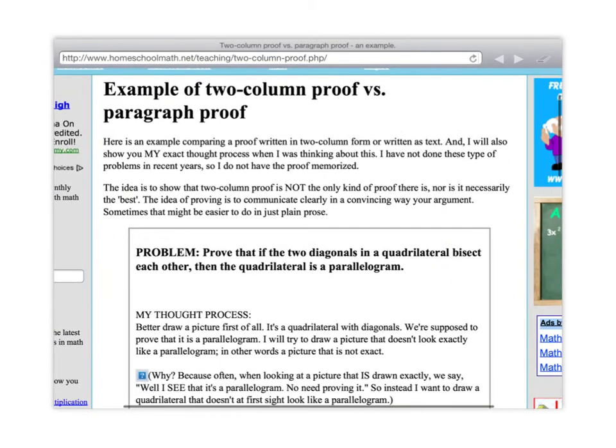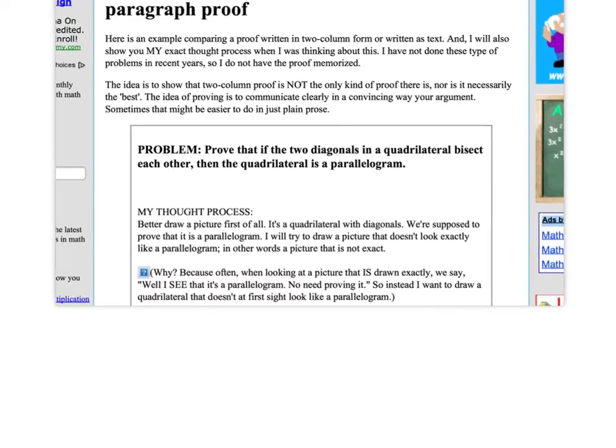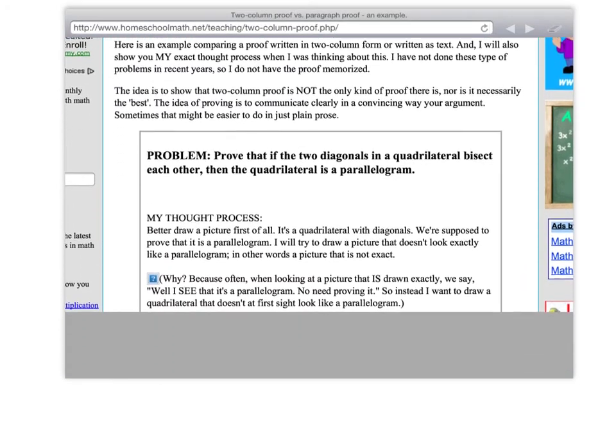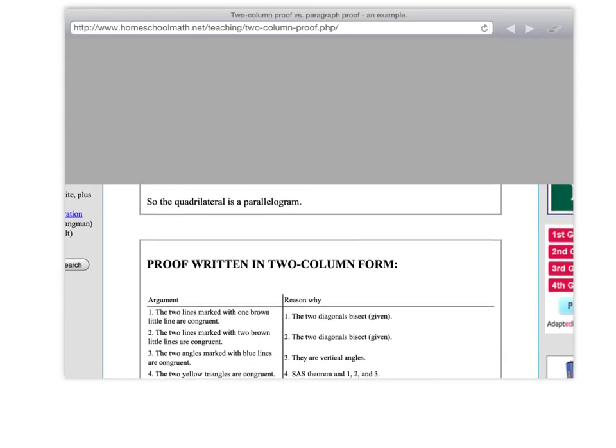So the first thing I want to show you is that there are a couple different types of two-column proofs. And it all starts with the most important part, which is a thought process. So suppose you're given a problem. Prove that if two diagonals in a quadrilateral bisect each other, then the quadrilateral is a parallelogram. Now, I don't want you to fret about this. Just imagine that there's a given information and they want us to prove something. The first thing you would do is think about it. You'd look at the picture, you'd think about what it means, what's given, what theorems and definitions you have.